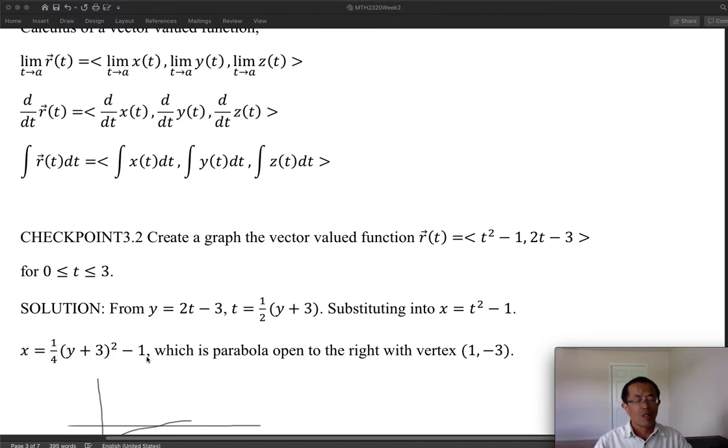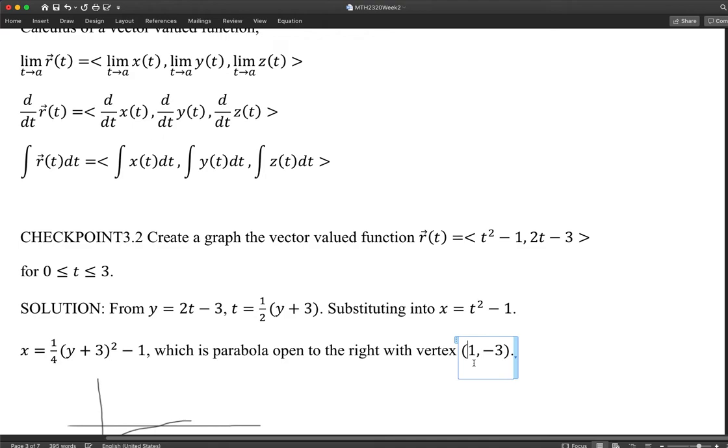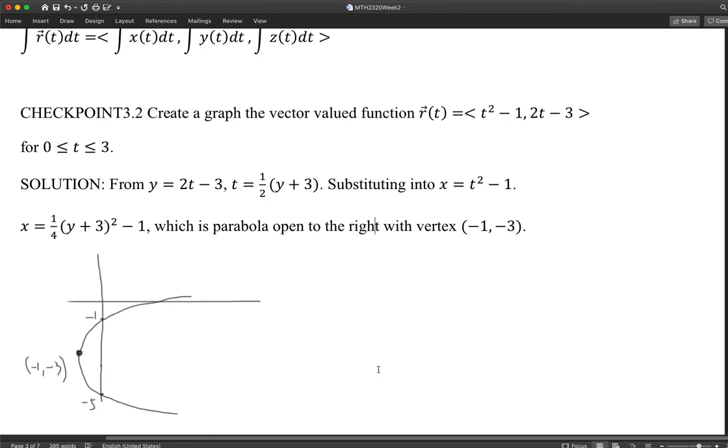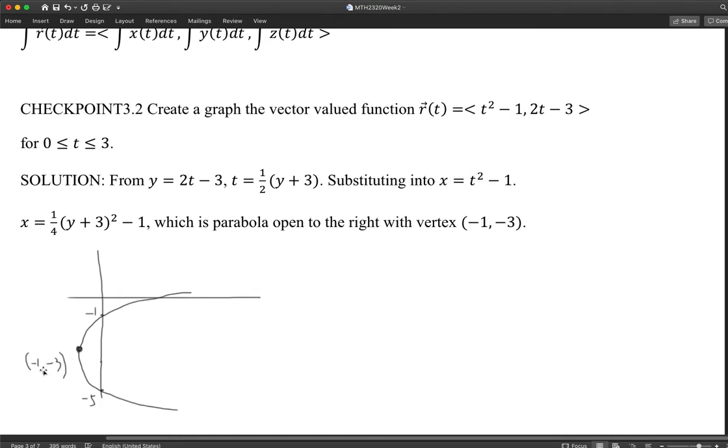Also, comparing with the vertex formula, I say the vertex is at the point y equals negative 3 and x equals negative 1. I think this should be negative 1 here. If you are wondering how the graph would look, the vertex is at negative 1, negative 3. And it also has two y-intercepts, because the parabola opens to the right, so it could possibly have y-intercepts. Those y-intercepts are at negative 1 and negative 3. So roughly, it has a shape like this.